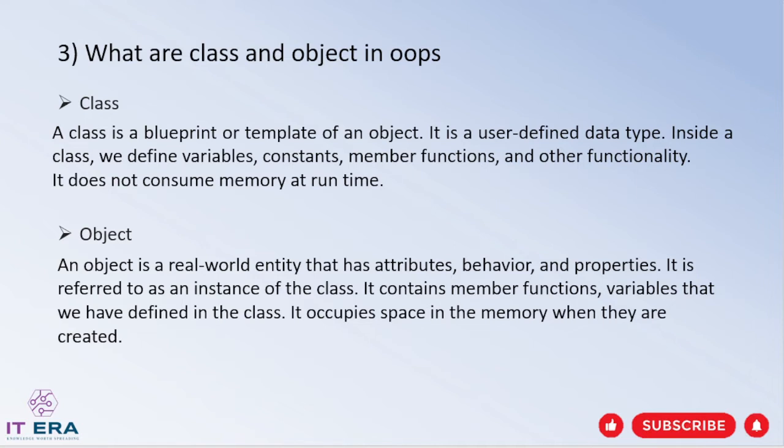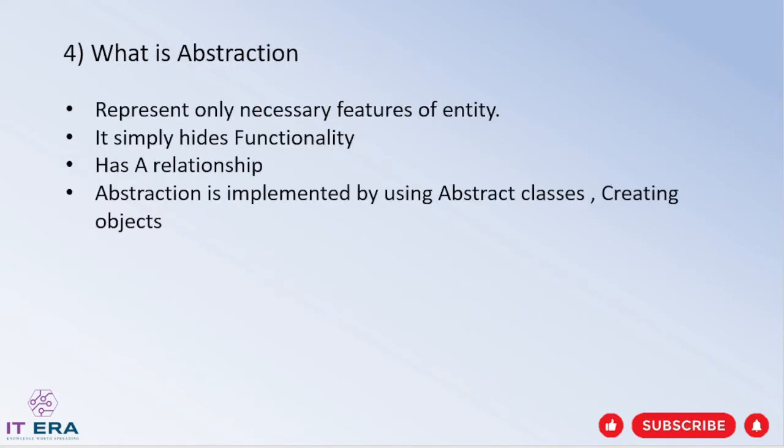Moving towards object, an object is a real world entity that has attributes, behavior and properties. It is referred to as an instance of a class. It contains member functions and variables that we have defined in the class. It occupies space in memory when it is created. We can also add one more point, classes are declared just once, but objects can be declared as and when required.